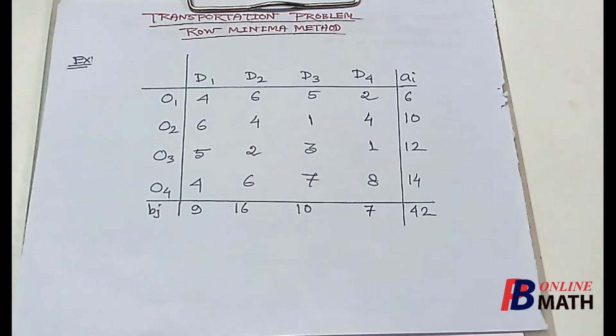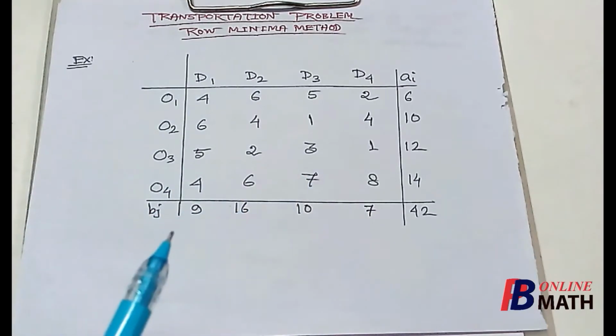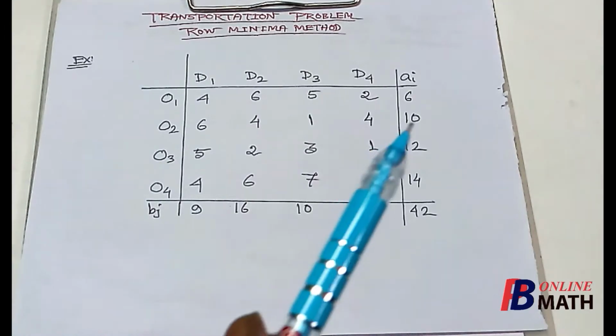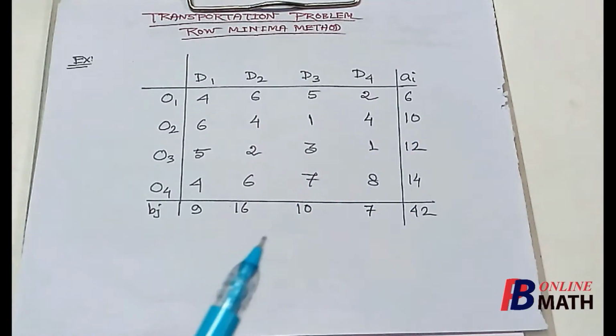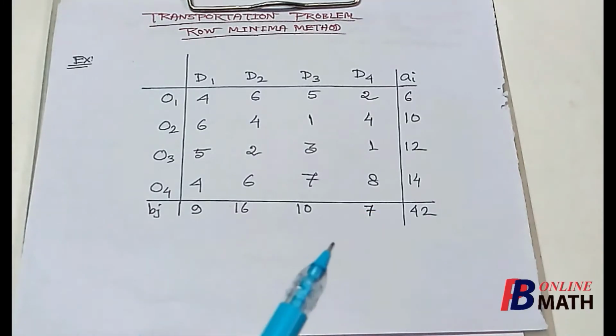We have considered the same problem here. This problem has four origins and four destinations. These are the cost values, these are the demands, and these are the capacities. So if we add the sum of the capacities and the sum of the demands, then the sum is 42. So this is a balanced transportation problem. For this problem we shall find the initial basic feasible solution by using the row minima method.